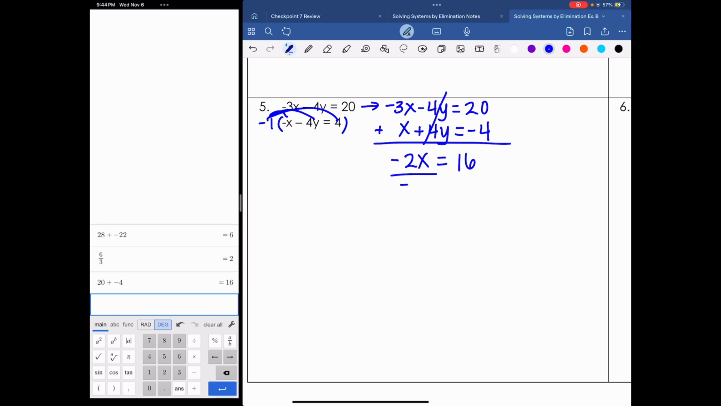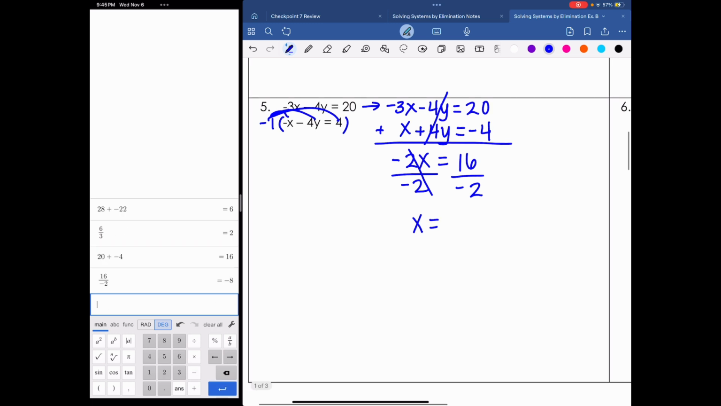Our next step is to divide both sides by -2. -2 cancels out, and I am left with x equals 16 divided by -2 ends up giving us a -8. So here x equals -8. Now that I know my x value, I now want to go ahead and find my y value. So remember, I now need to look at my two original equations to decide which equation I would like to use to find my y value.